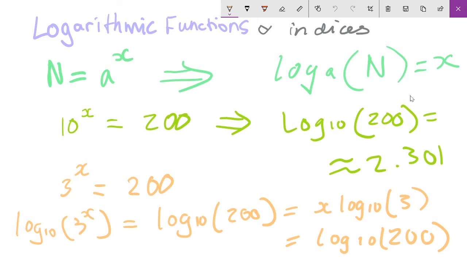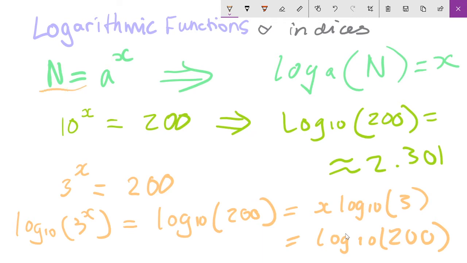In this video I'm going to talk to you about indices and logarithmic functions. So, what is a logarithmic function? Logarithmic functions are basically just indices, but written in a new way, as a new function. And you can actually use logarithms in your calculator as a quick way to find an exponent, so an index number.